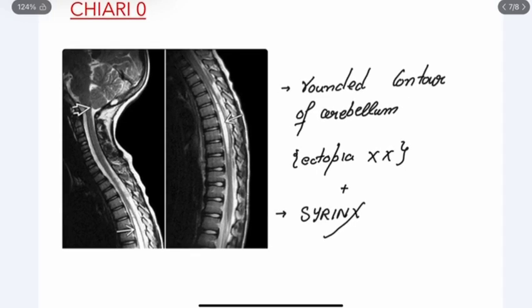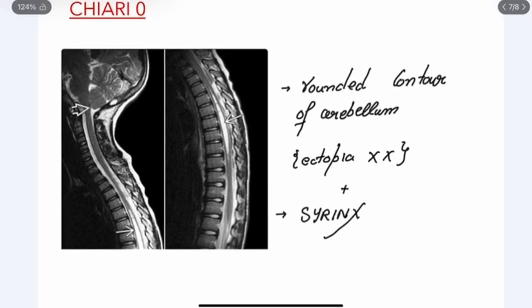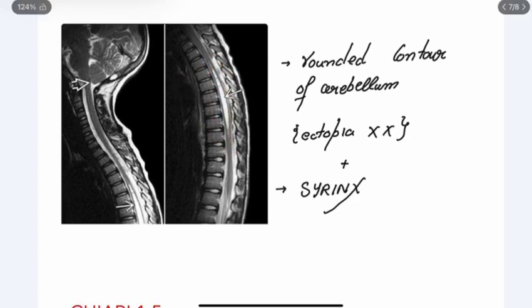Then Chiari type 0. In this, there is a rounded contour of the cerebellum, but we do not see any cerebellar ectopia. Here, when we draw the line from basion to opisthion, we see that there is no tissue herniated more than 5 mm below this line. So, there is no cerebellar ectopia. But syrinx formation is often noted. This is Chiari type 0.